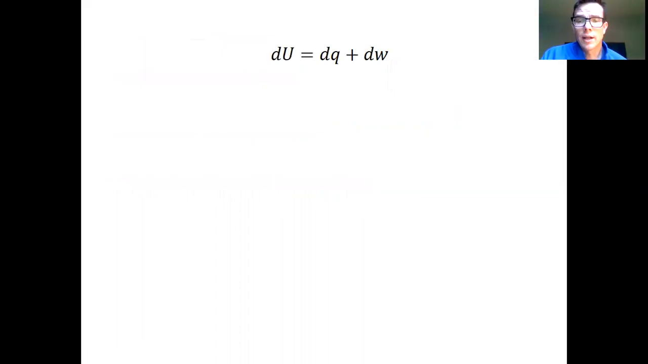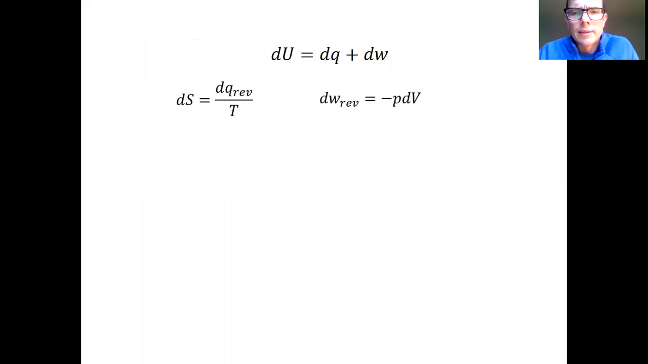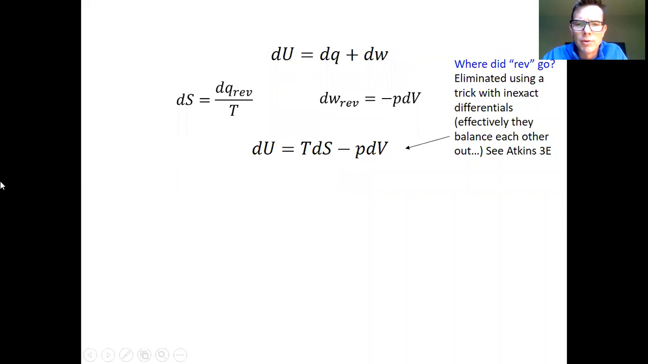This is the first law of thermodynamics. It's written in differential form. dU equals dq plus dw. I'm going to solve for dq and dw in terms of state variables. So I can use the definition of entropy. I can use the definition of work. And if I solve those for dq and dw and plug them in, you get something which looks like this. dU equals TdS minus PdV.